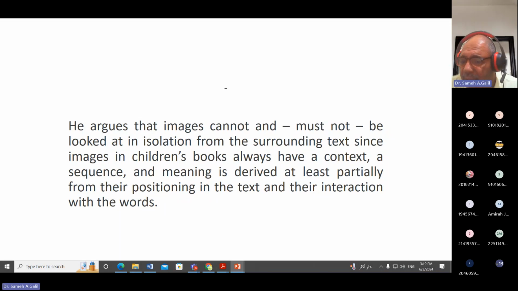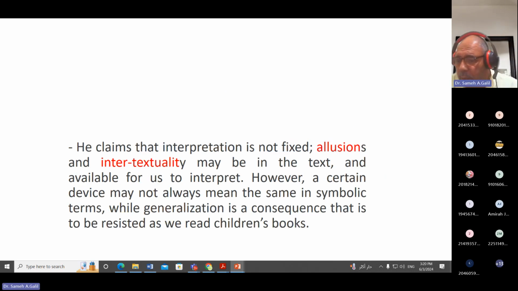Again, the idea of looking at the picture and focusing on the picture without looking at the context and the sequence is also not very useful according to Mobius. Again, which means that he focuses on where the picture is positioned and the interaction between the words and the pictures and images. What does he say further? He says that you cannot restrict or limit the interpretation of a text or a picture book to only one idea.